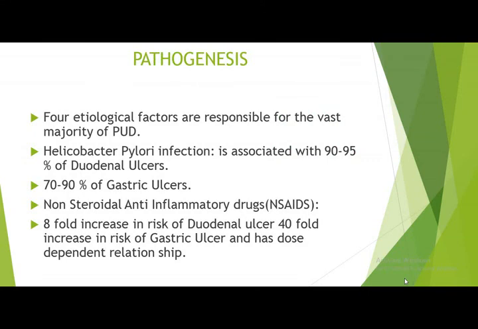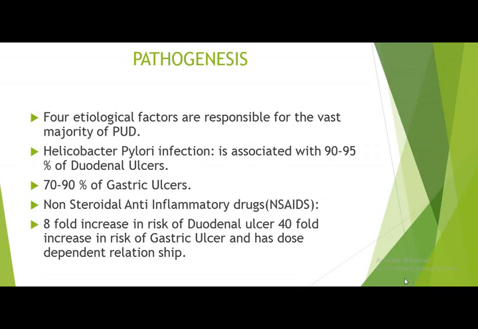Pathogenesis: four etiological factors are responsible for the vast majority of peptic ulcer disease. Helicobacter pylori infection is the commonest infection, associated with 90 to 95% of duodenal ulcers and 70 to 90% of gastric ulcers. So keep in mind the association of Helicobacter pylori with both types of ulcer, duodenal and gastric. However, the duodenal ulcer has a more frequent association compared to the gastric, but nevertheless the gastric ulcer also has a 70 to 90% association with Helicobacter pylori.